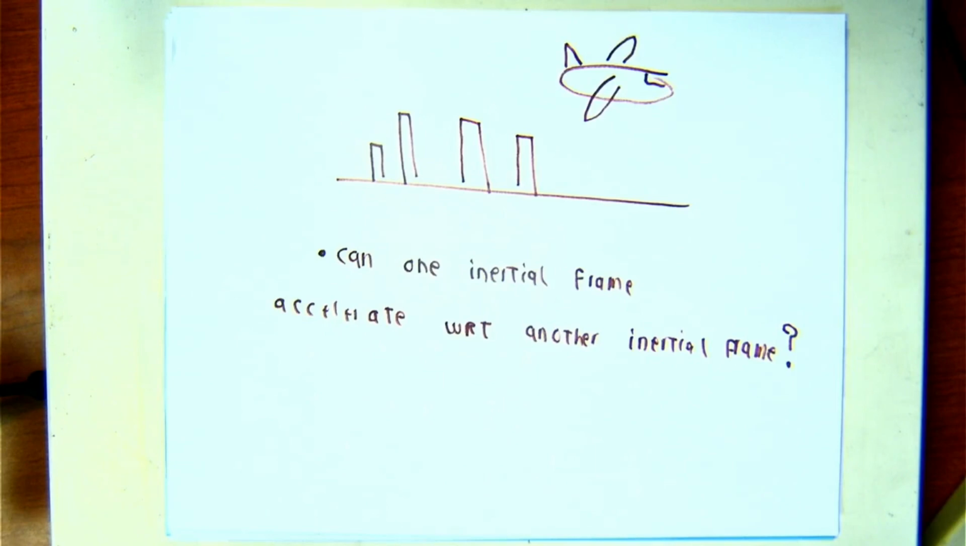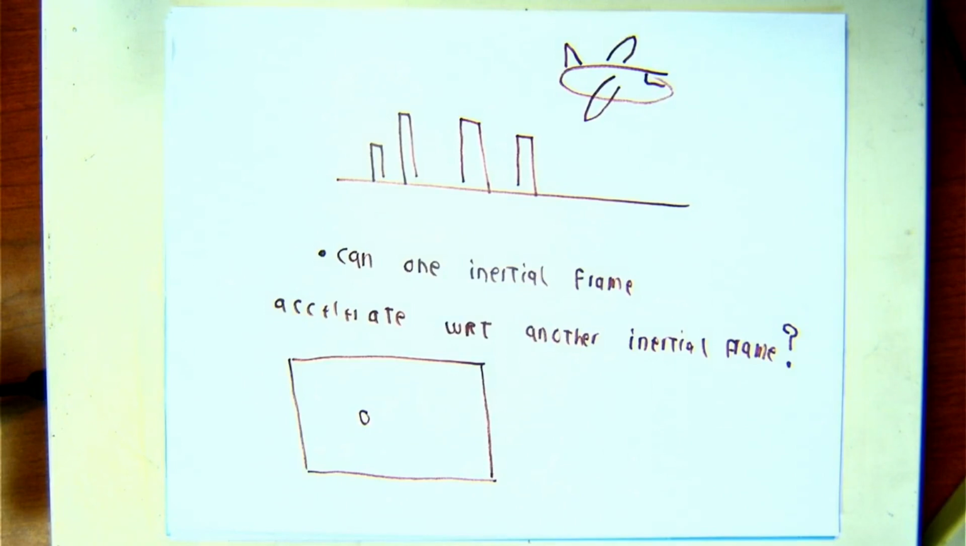Can one inertial frame accelerate relative to another one? Imagine I've got a baseball sitting around in three-dimensional space. Either there is a force acting on the baseball or there isn't. Now, this doesn't have anything to do with who's doing the measuring. Either there's a force acting on it or there isn't.